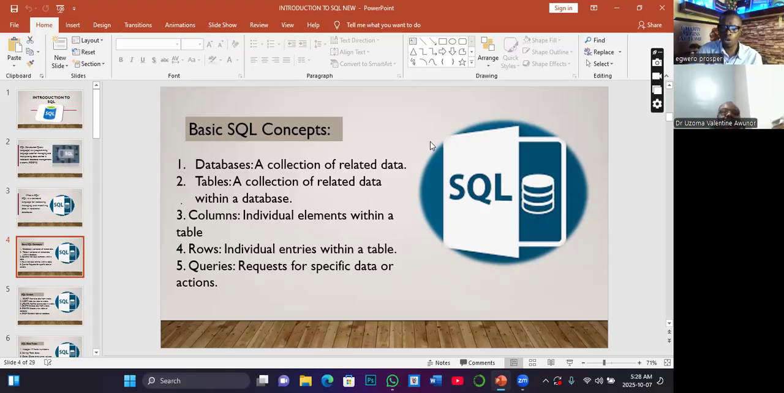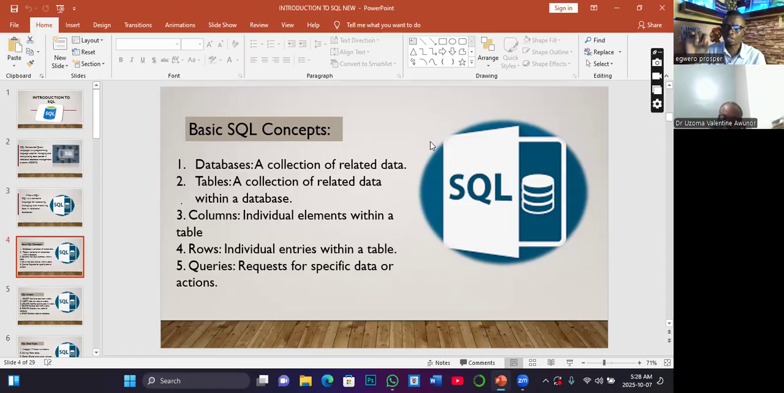So if you are speaking SQL and you use the word database, what does that actually mean? Database simply means a collection of related data. So let me just abbreviate it that way: a collection of related data. Like the table I drew before can also explain what this definition is saying. Collection of related data. Now let me simplify it.